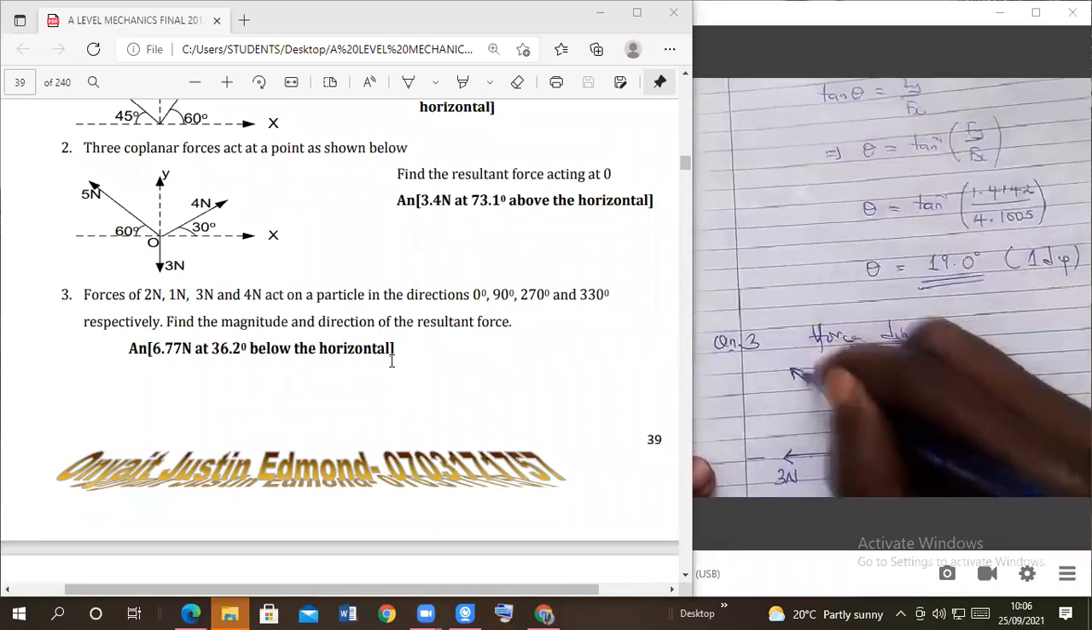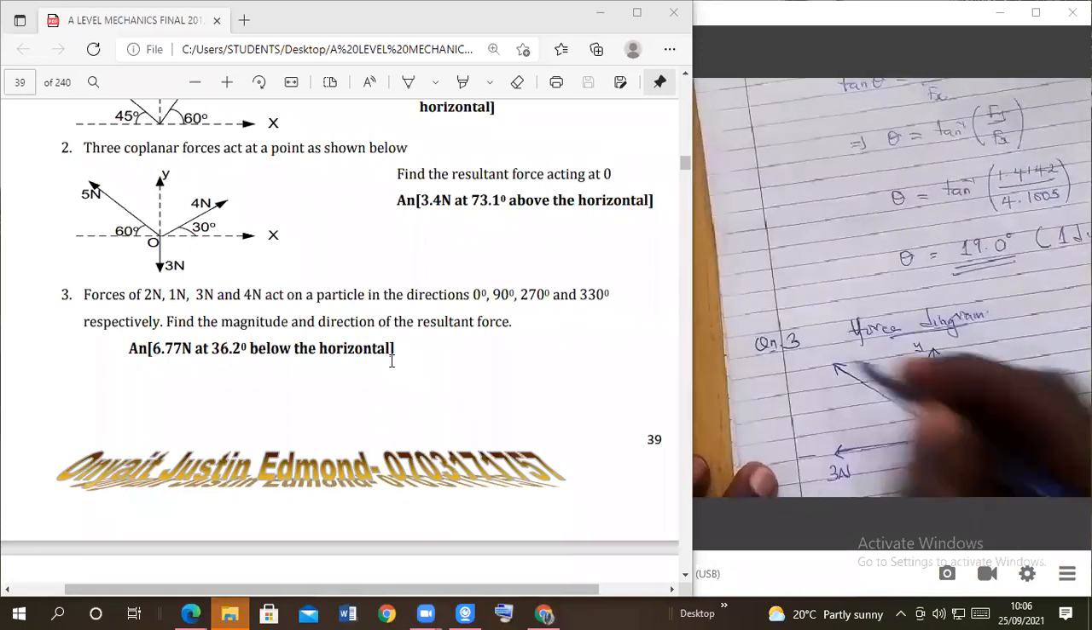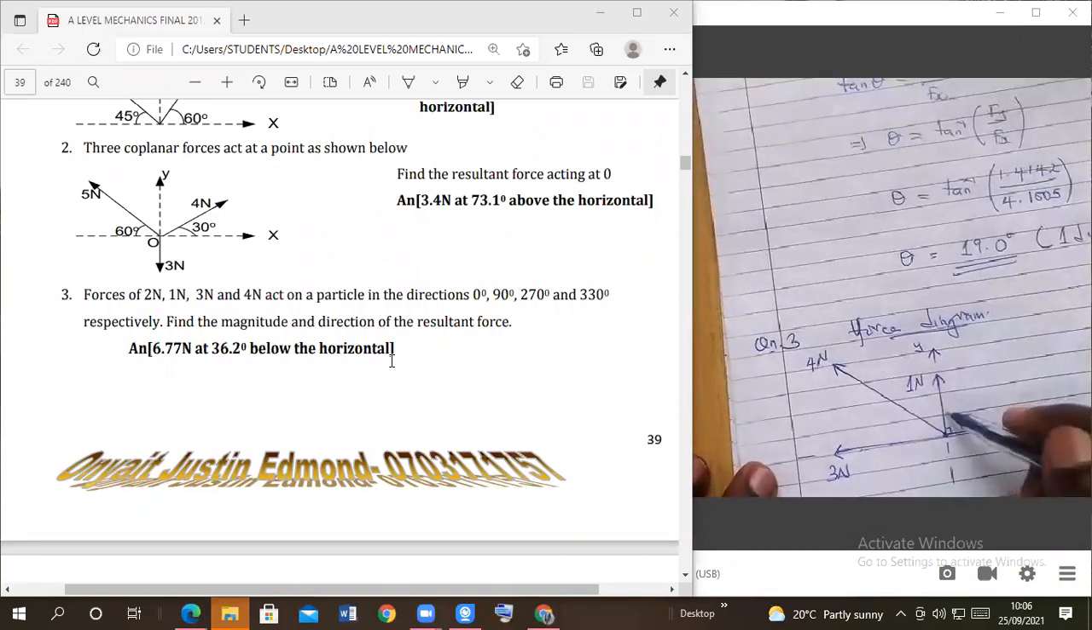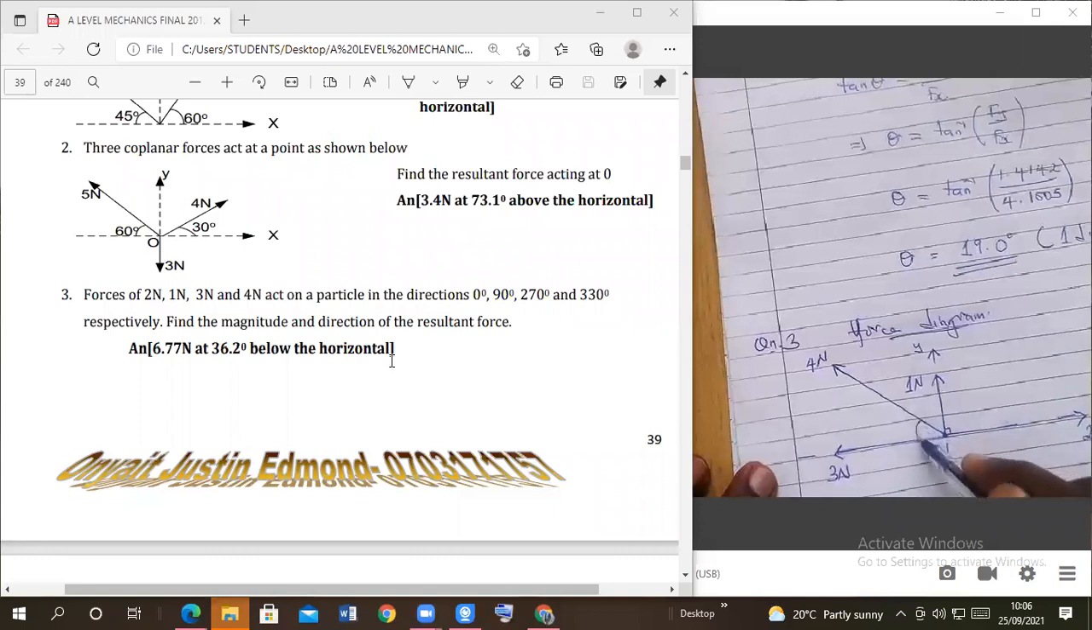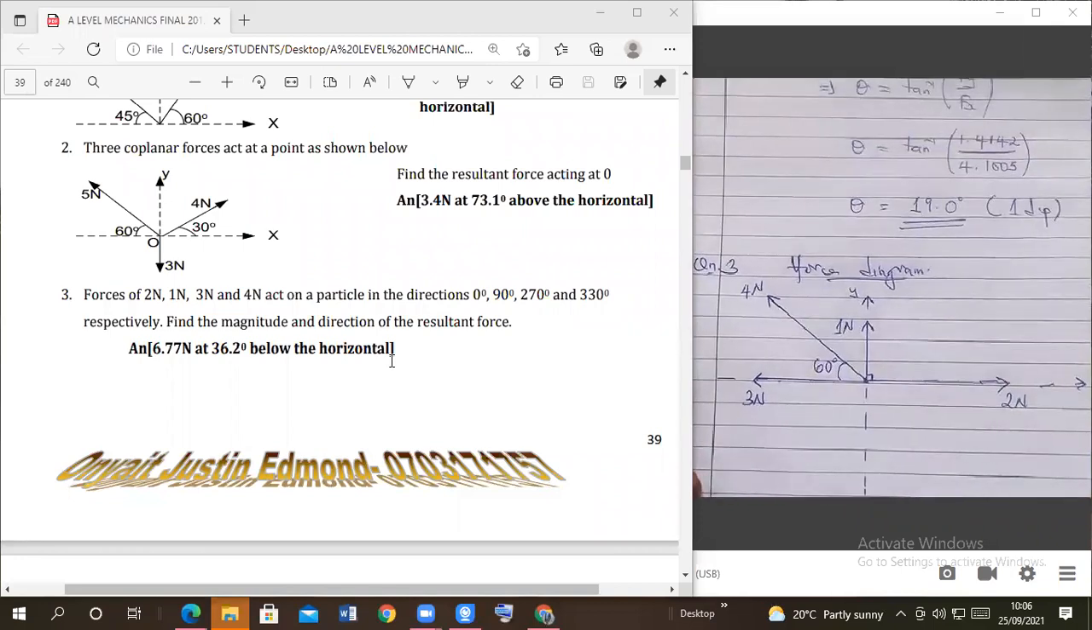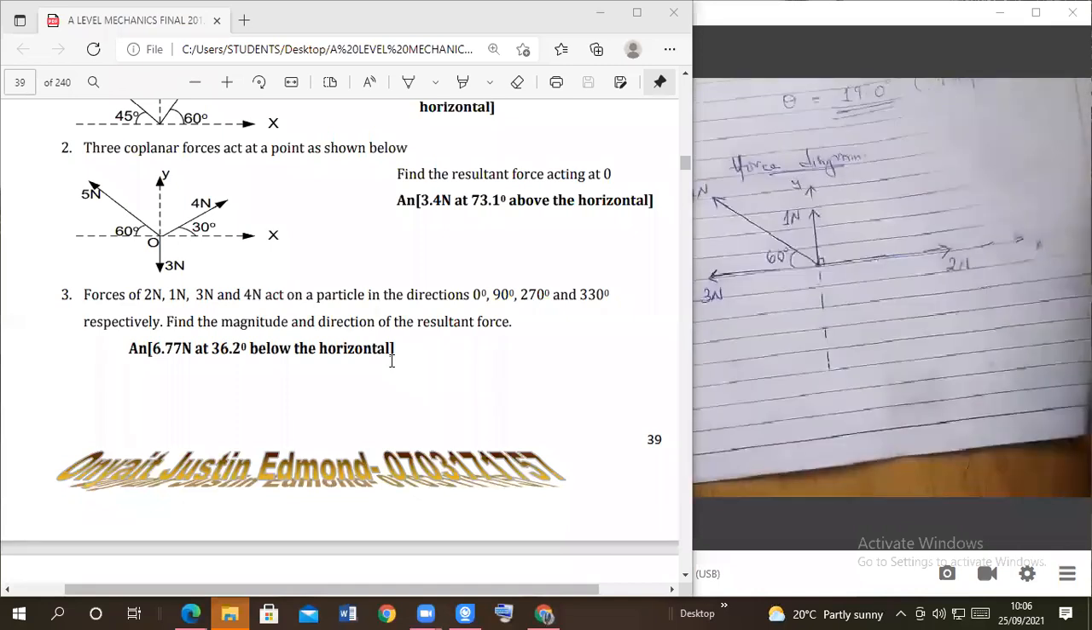So that's what 330 is. So this is it, 4 Newton. Members, if from here up to here is 270, what do I need to add to 270? Which means that angle is 60 to the horizontal, or 30 to the vertical. So those are the only things we need.